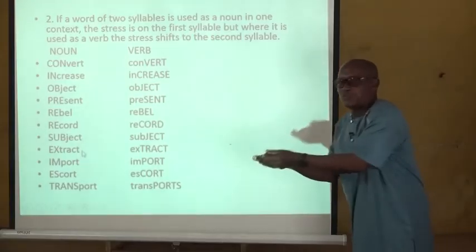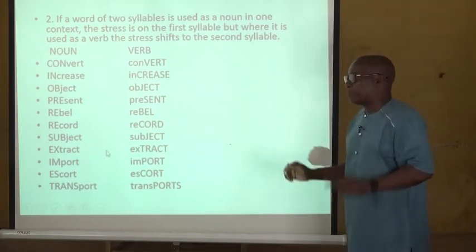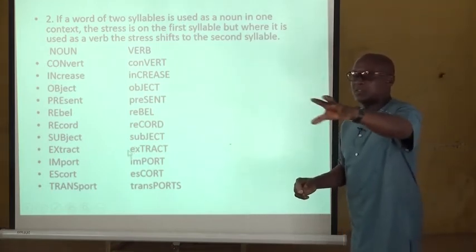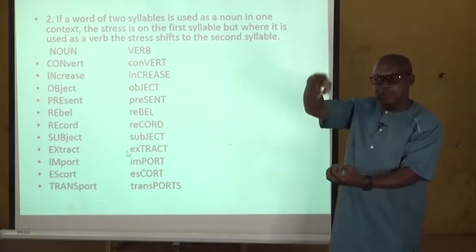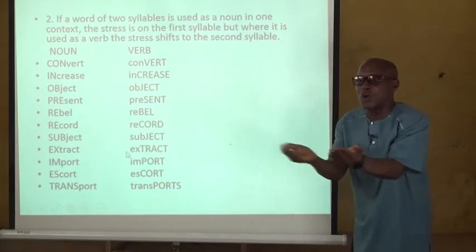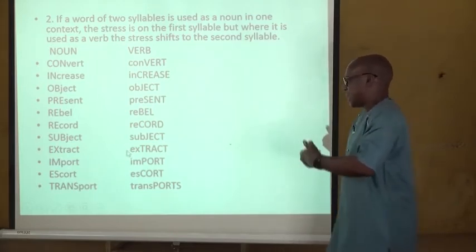Automatically, the meaning changes from that of a noun as subject to subject. Then, the next we have extract. This is an extract, a noun, something you can see. This is an extract from what I've written. But when I say, please extract this from that information, I am asking you to remove something. So there is a difference between an extract and to extract.